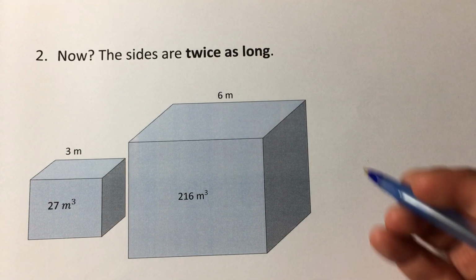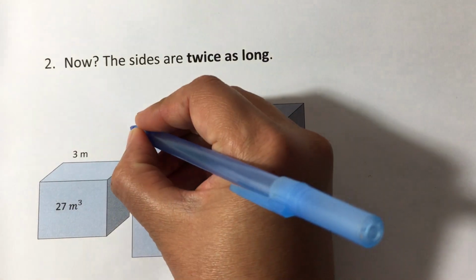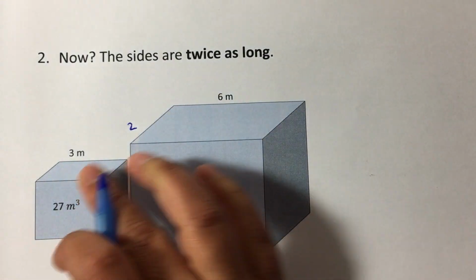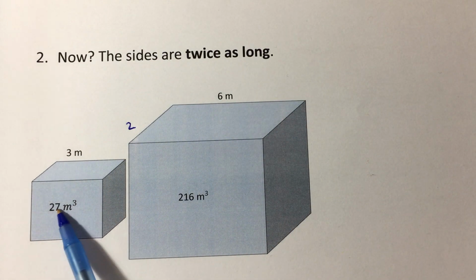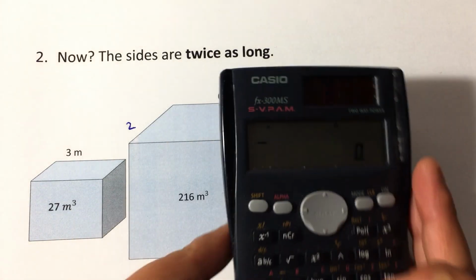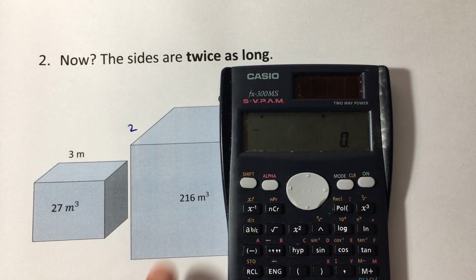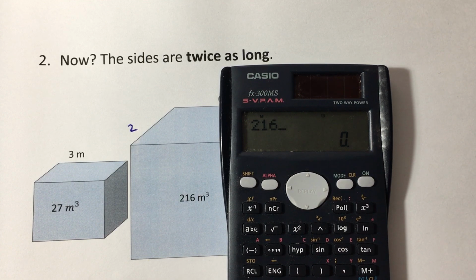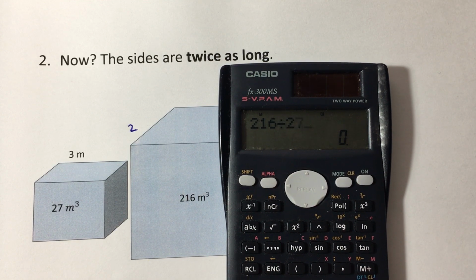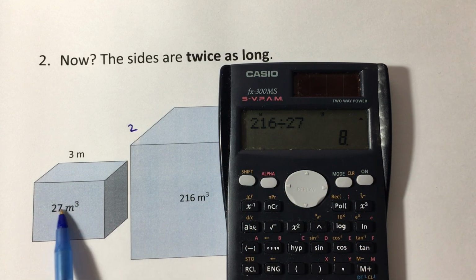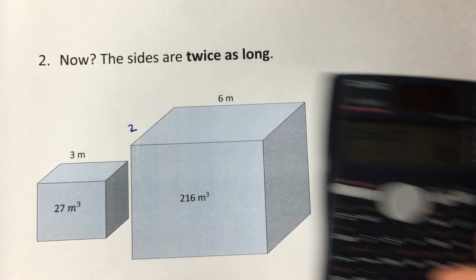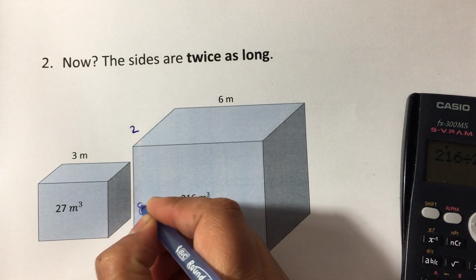So what is the relationship in here? Well, this is times 2, right? 1 to 2, okay? So 3 times 2 is 6, but what is the relationship in here? To find that out, we can divide 216 divided by 27, and we find out that it's 8 times. The relationship between these two is 8 times.